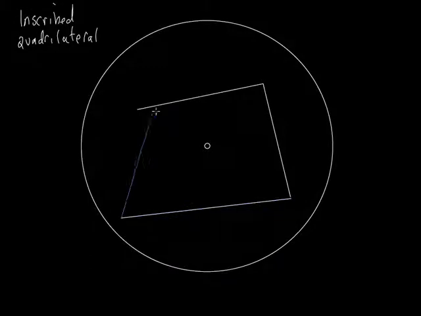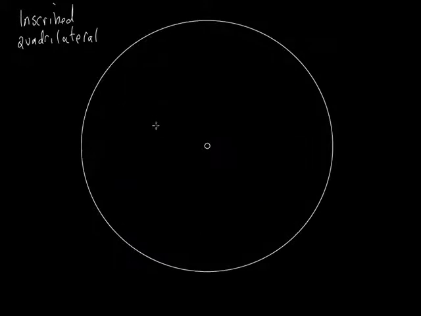Is that an inscribed quadrilateral? It's in the circle, isn't it? Inscribed, isn't that what it means? No. It's got to touch, exactly right. It's got to be on the circle, right. So watch. So that's one chord. See? Every vertex has to be on the circle.